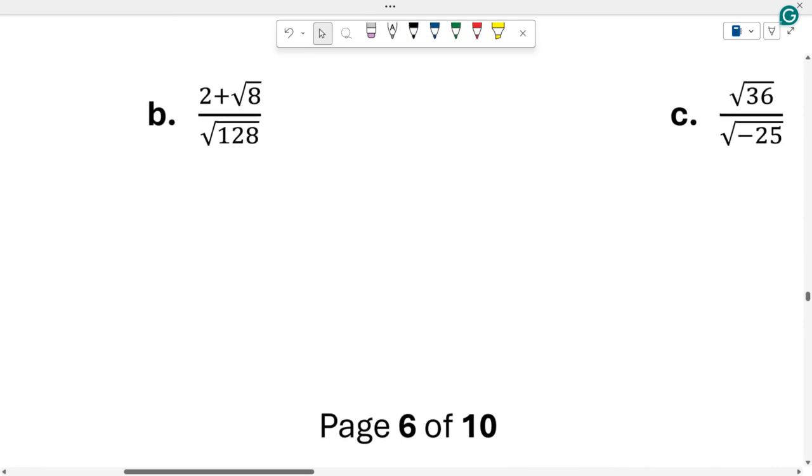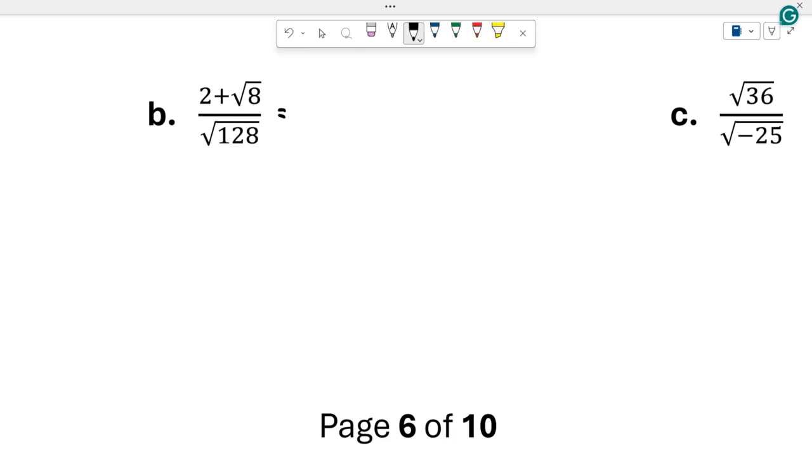All right, 13b. We've got 2 plus the square root of 8 over the square root of 128. And I want to simplify / rationalize this. So for this problem, kind of similar to A, I could either start by simplifying the square roots, then rationalizing, or I could rationalize first, then simplify.